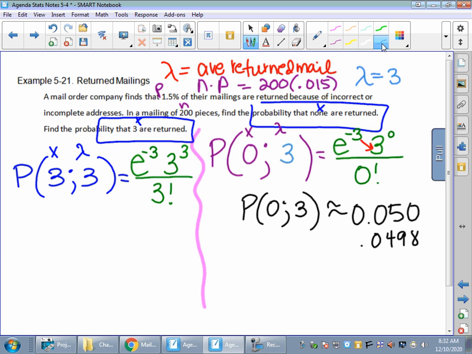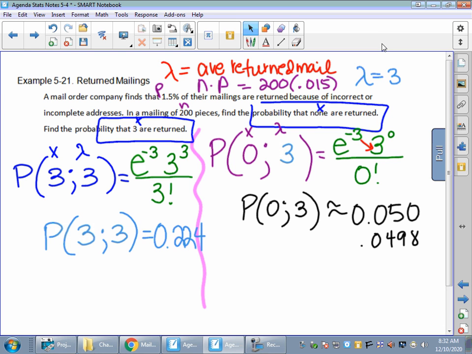When I did this one, the probability of 3 pieces of mail being returned when I've got a rate of about 3 returned mail is going to be equal to about 0.224. So 22% probability that 3 pieces of mail will be returned, which makes more sense because they are finding that 1.5% of stuff is returned because they've got bad addresses.